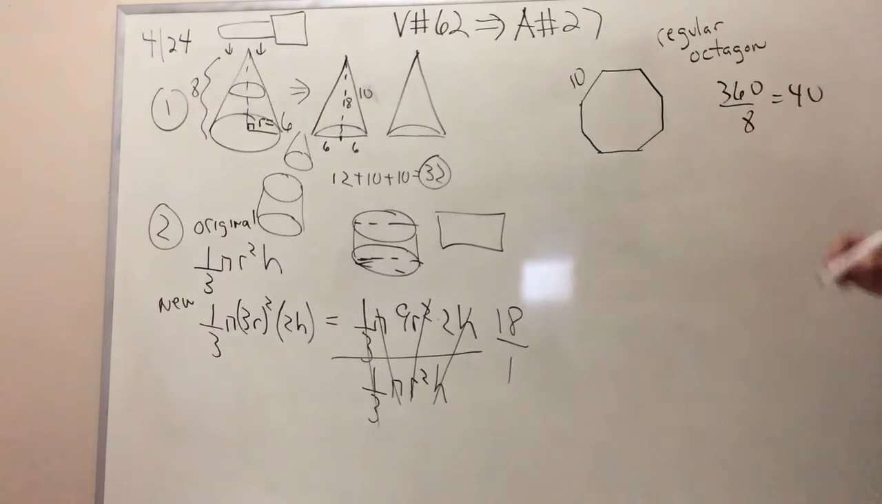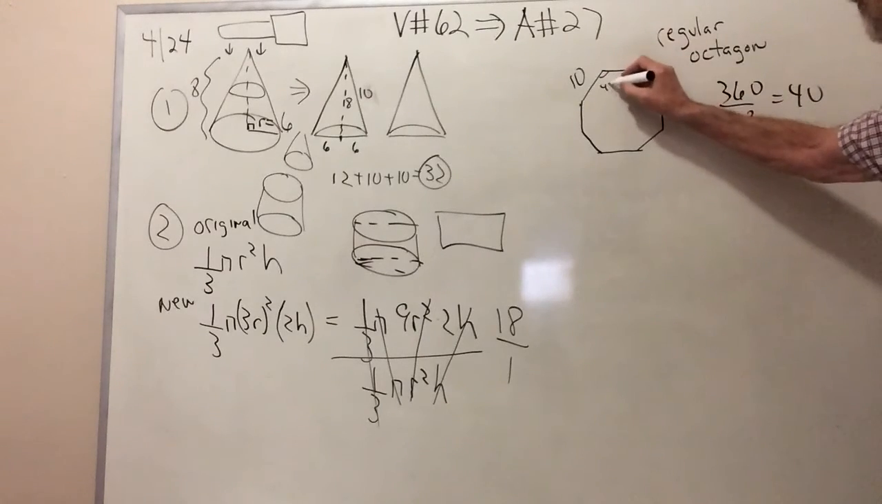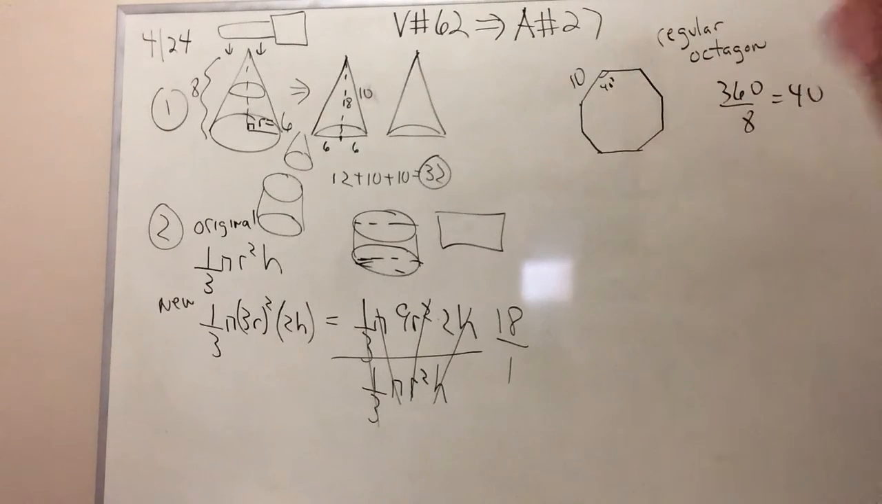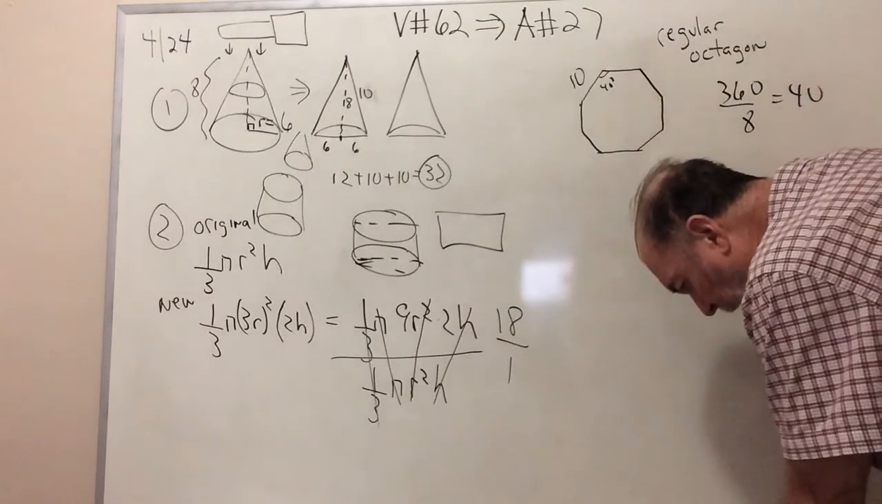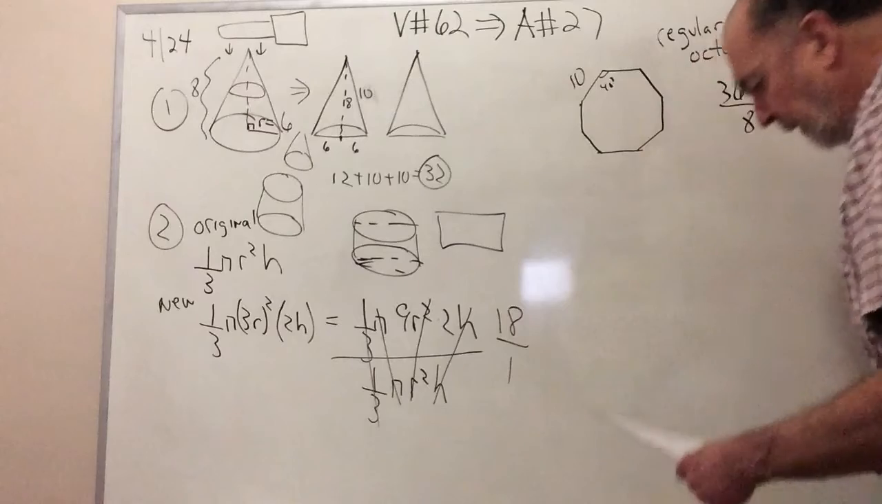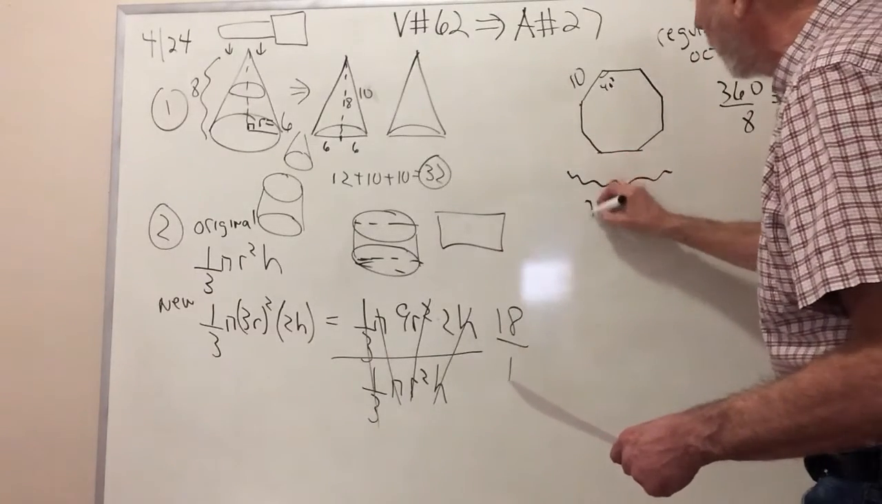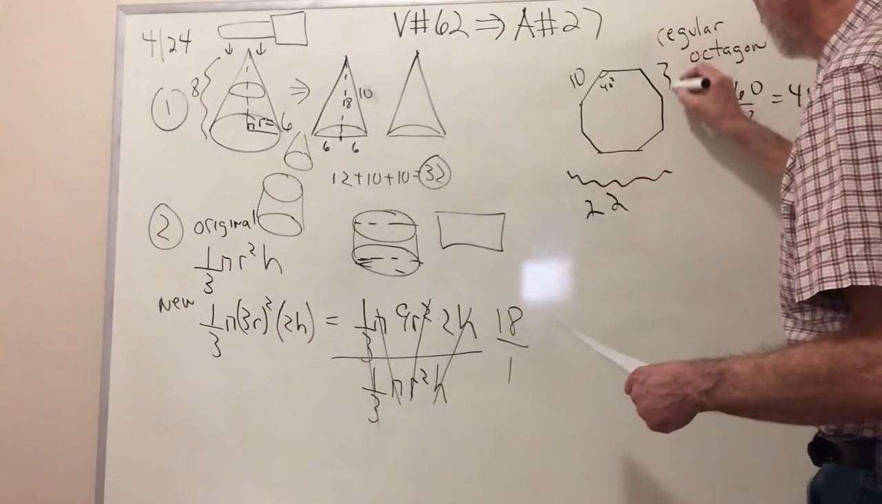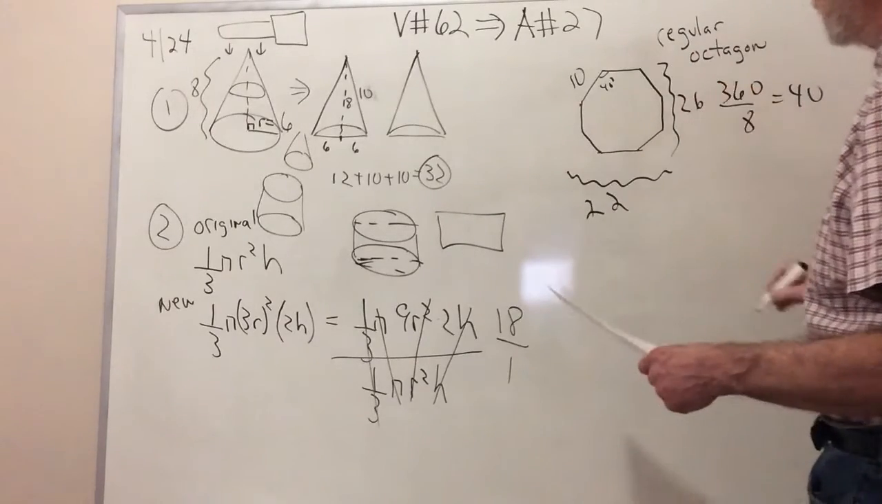That takes us back to right angle trigonometry. We won't be doing that for a while, but just to let you know, every angle, based on what I just said, is 40 degrees. So it's a regular octagon. Each side is 10, and then they tell you that the width down here is 22. You know you're going to see your Pythagorean triples here, and this is 26.